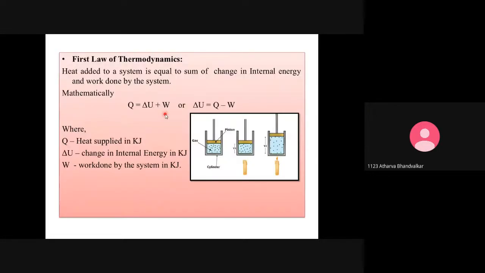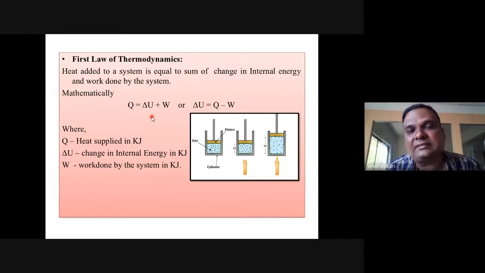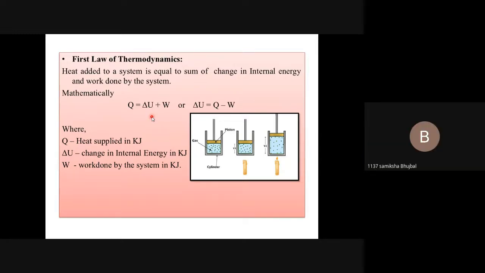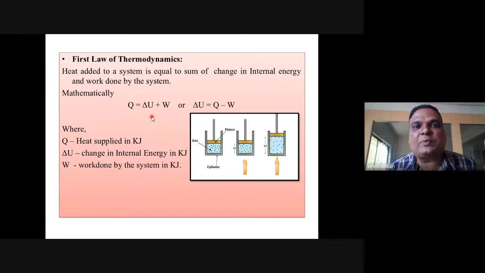Tell me, what is the sign convention for Q? When heat is supplied, it is positive, and when heat is absorbed, it is negative. See, it is not absorbed, it is rejected. Heat supplied to a system is positive and heat rejected by a system is considered as negative. Tell me again, what is the sign convention for heat? When heat is supplied to the system, it is positive. When heat is rejected by a system, it is negative. Excellent.